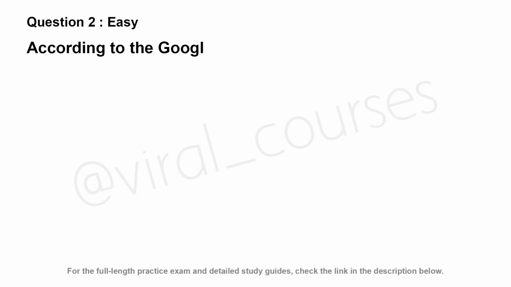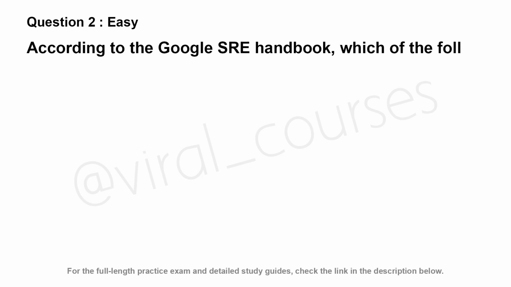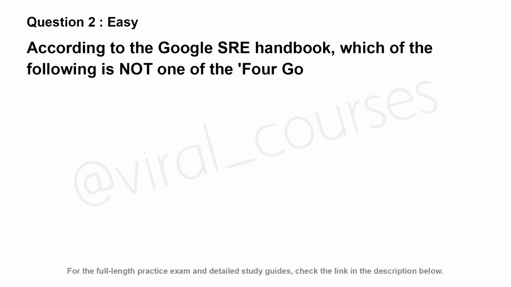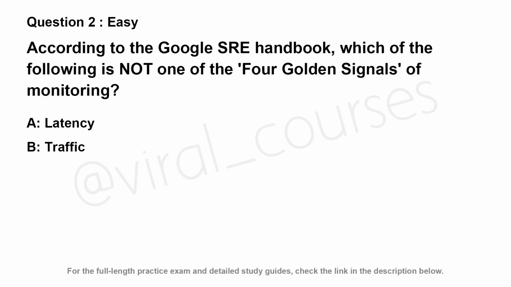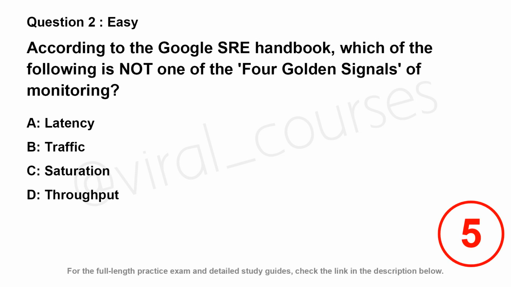According to the Google SRE Handbook, which of the following is not one of the 4 golden signals of monitoring? Option A. Latency. Option B. Traffic. Option C. Saturation. Option D. Throughput.